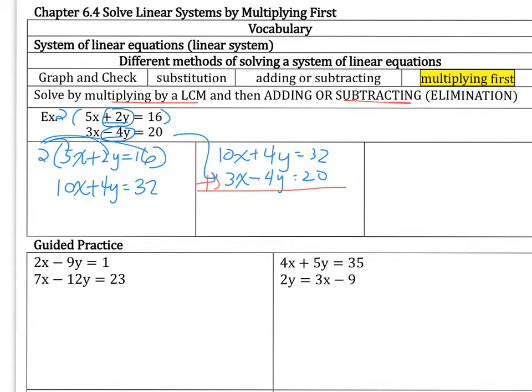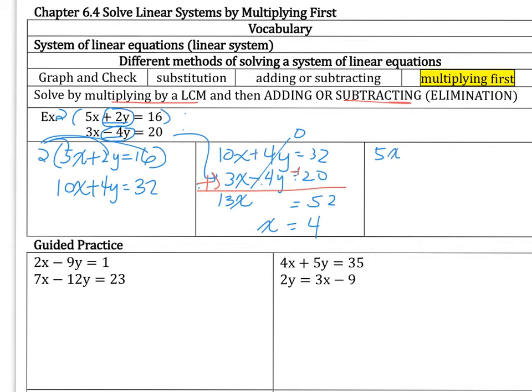10 plus 3 gives me 13, and I'm just going to write x again here. This cancels out, positive, negative, negative. So positive, positive is still positive. So 32 plus 20 is 52, and x would equal 4. Now I can solve for y using any of these equations.